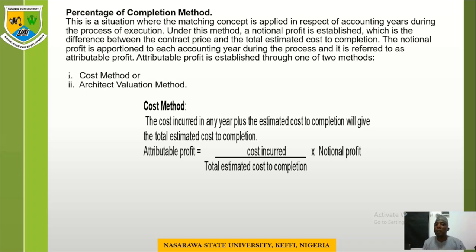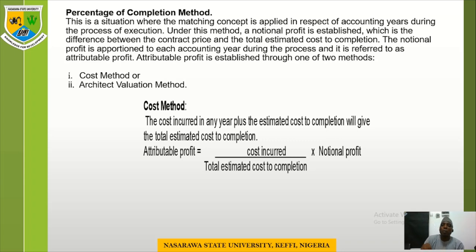A notional profit comes into being, as I told you, when profit is going to be allocated to an accounting year during the process as the work is ongoing. If you are expected to report profit during the accounting year, then you need to compute the notional profit. Because this is not profit per se, but profit on an ongoing job. To arrive at notional profit, it is the difference between the contract price and the total estimated cost of completion.